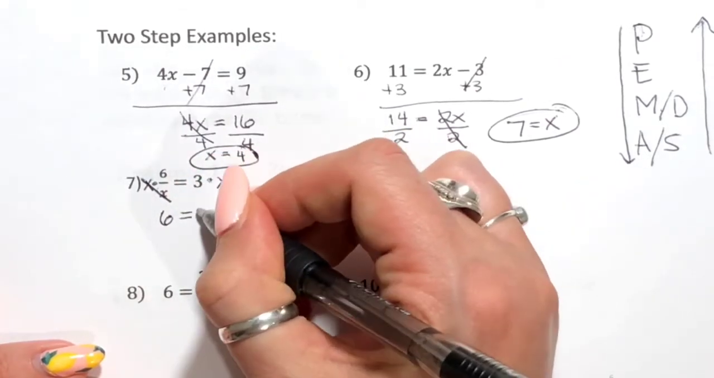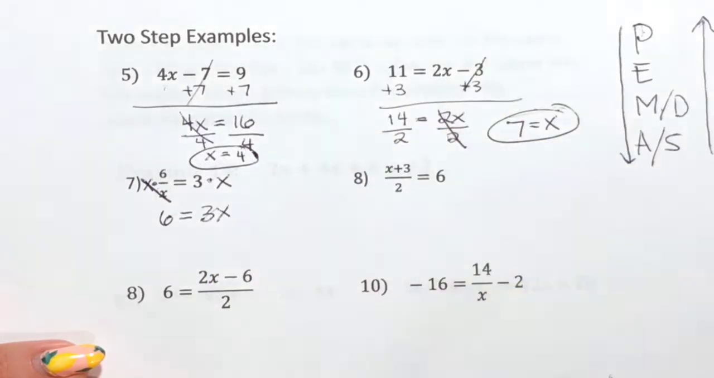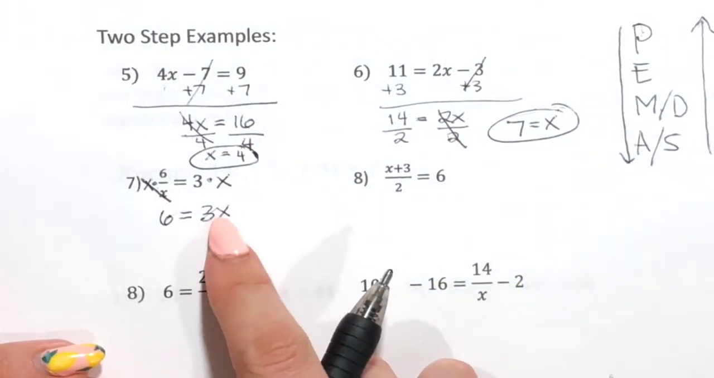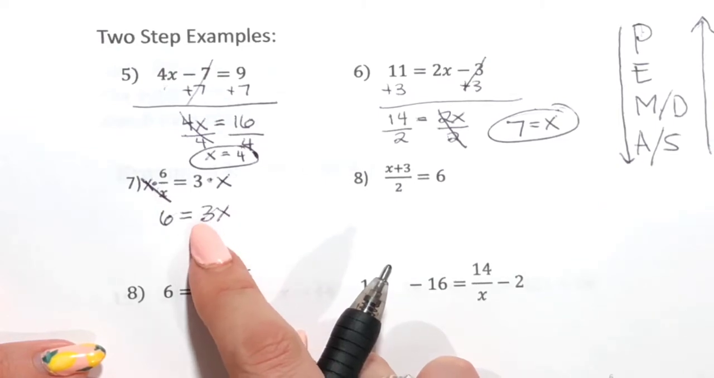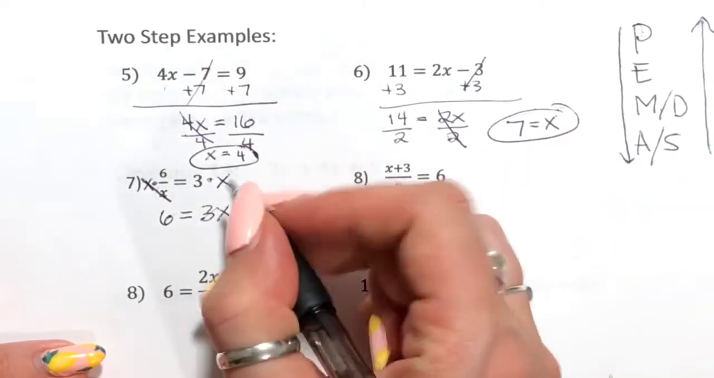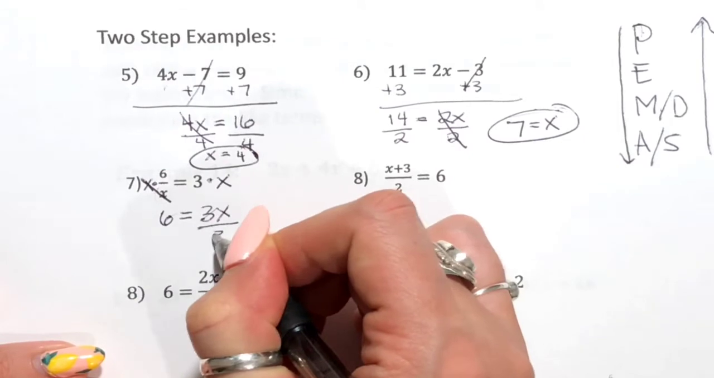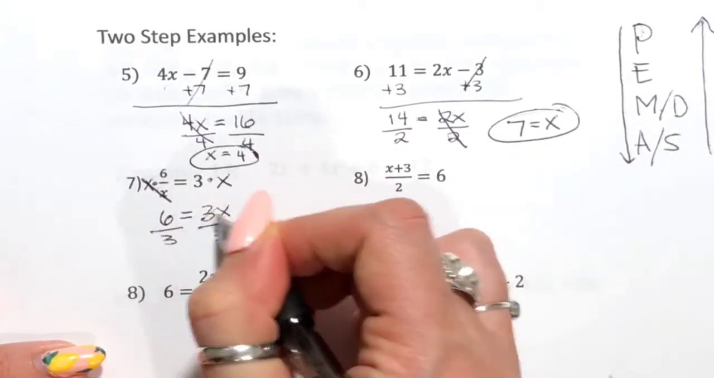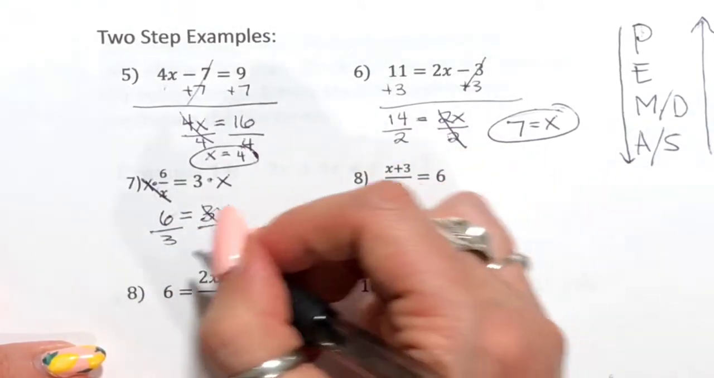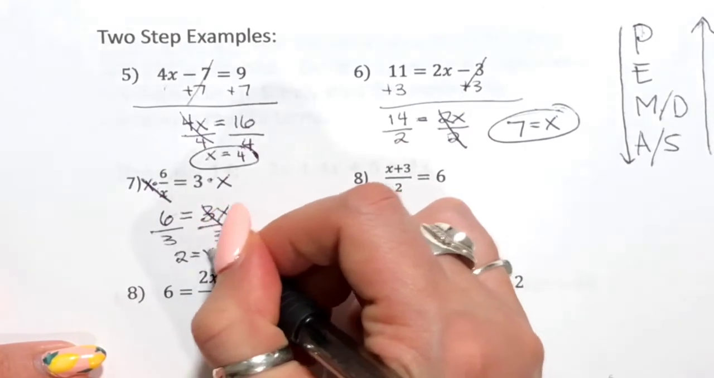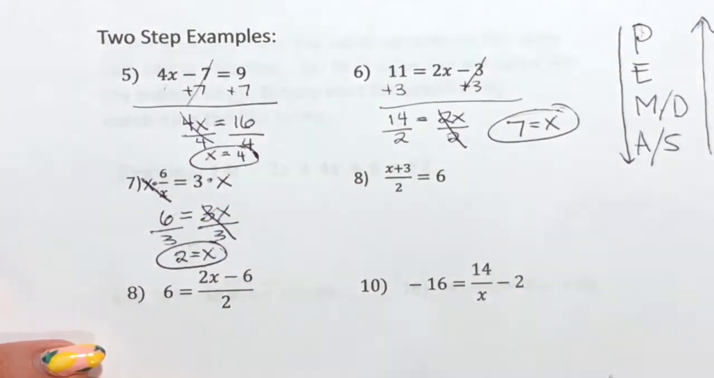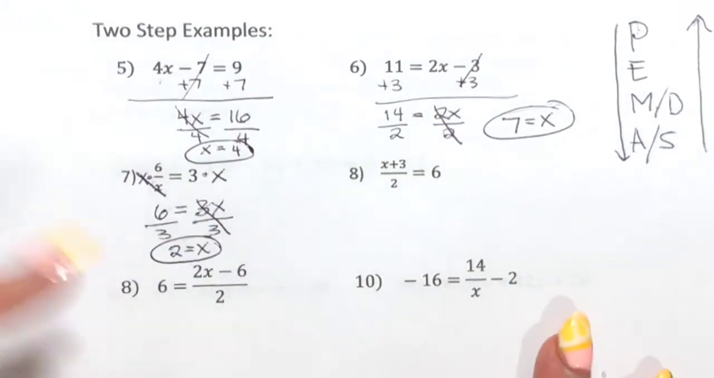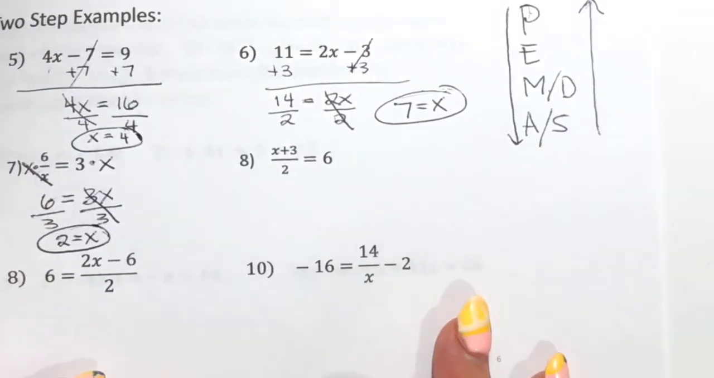And then 3 times x is just going to be a 3x. But we're still trying to get x alone. So right now, x is being multiplied by 3, so we need to get rid of that 3, and the opposite of multiplying is dividing. So you get 6 divided by 3, which is 2, and 2 is equal to x. And you're done.